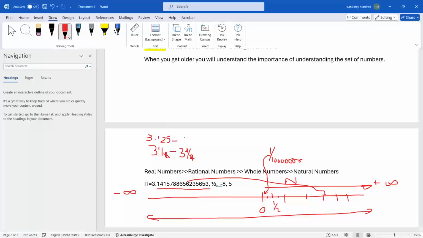Y 3 y 1 cuarto es 3.25. Entonces, those numbers are special numbers that are in the middle of the fraction. Estos números son números especiales, los números reales, y los números reales también incluyen los números racionales, los números enteros y los números naturales. ¿Entienden eso? Los números reales incluyen todos los otros grupos, como que uno se come al otro, ¿verdad? Un grupo de números engloba al otro, hace parte de.